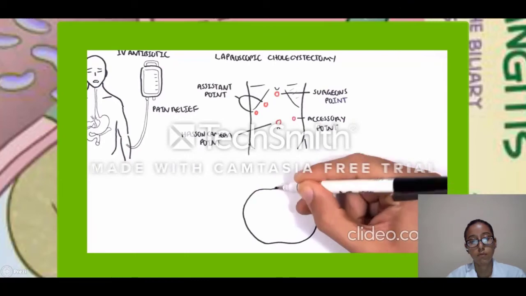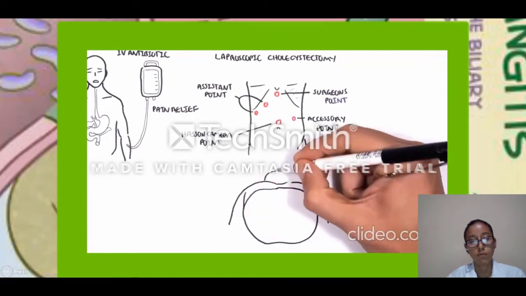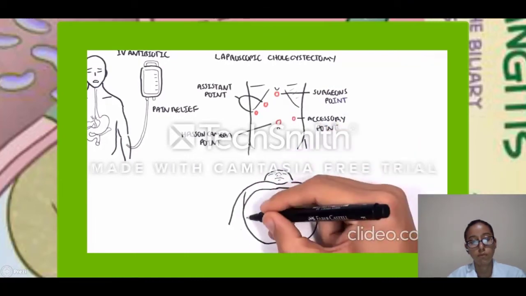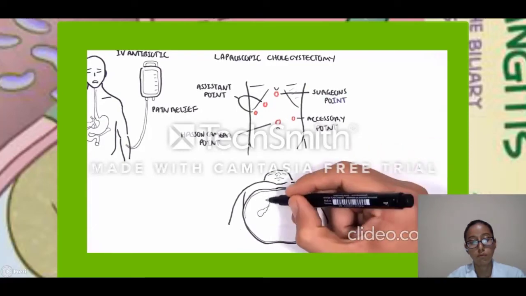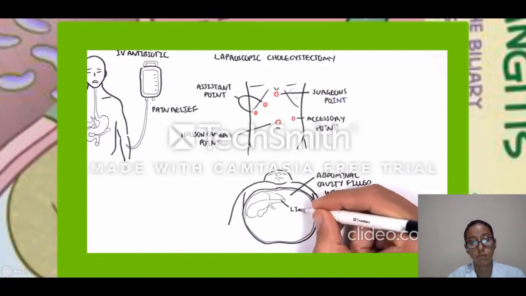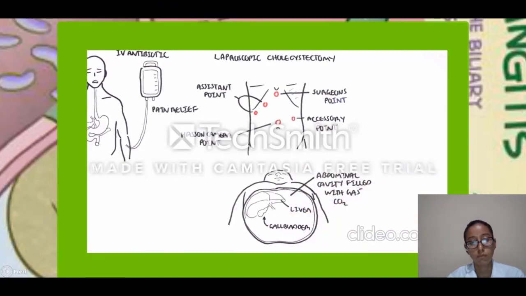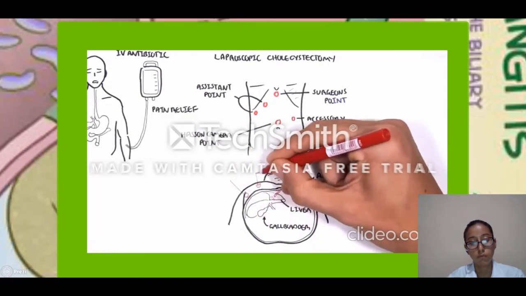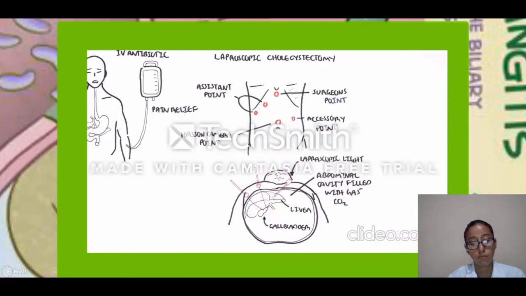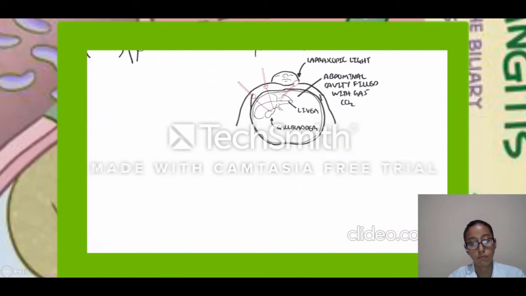Let us look inside the abdomen from an inferior view. The abdominal cavity is pumped with air, carbon dioxide, and this makes the surgeon's work easier as it creates space. So here is the liver and gallbladder. Here is the laparoscopic light that views the area from the Hasson camera point, and the two assistant ports as examples of how things are assessed in the area.